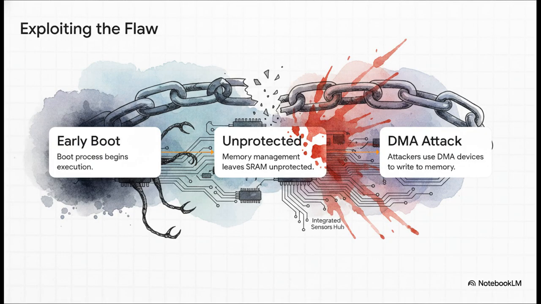During those super early stages of the boot process, the memory management unit makes a fatal error. It actually leaves the static memory, the SRAM, completely unprotected for just a tiny brief window before the rest of the firmware even loads. Attackers can exploit this window by using devices that have direct memory access, or DMA. Researchers figured out that subsystems like the Integrated Sensors Hub could basically be hijacked to blindly overwrite this unprotected memory. They're hijacking the execution flow before the system even wakes up enough to know it's happening.